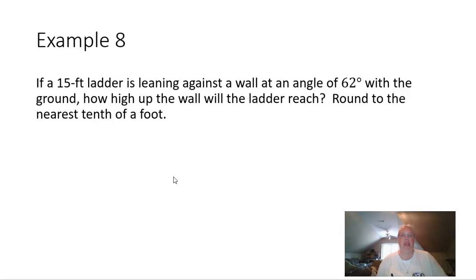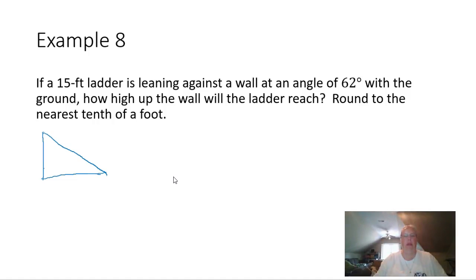Example 8. A 15-foot ladder is leaning against a wall at an angle of 62 degrees with the ground. How high up the wall will the ladder reach? Round to the nearest tenth of a foot. All right, let's draw a triangle. Here's the wall. Here's the ground. And then the ladder is going to be the one that's leaning.